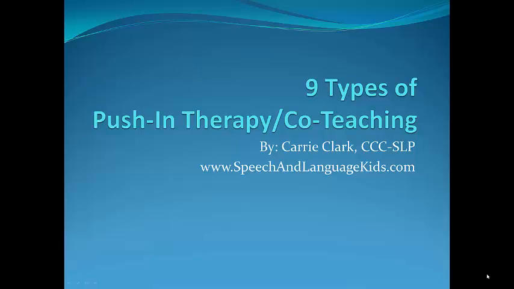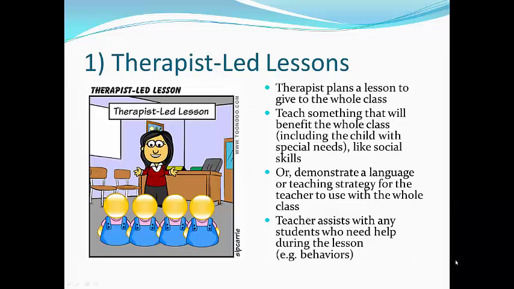Okay, so let's jump in with the 9 different ways to do push-in therapy or co-teaching. The first one would be a therapist-led lesson. So in this example, the therapist will plan a lesson to give to the entire class, and they will teach something that will benefit the whole class, including the child with special needs or the child that's on an IEP.